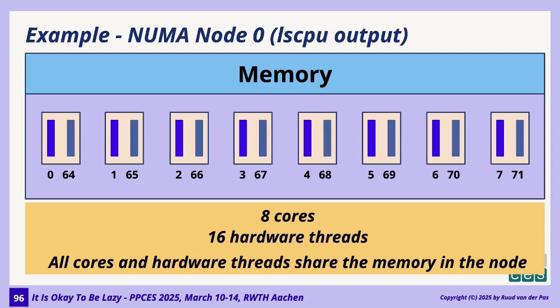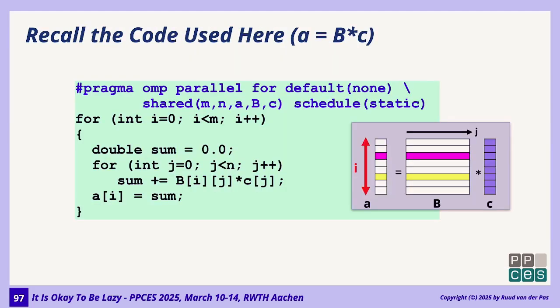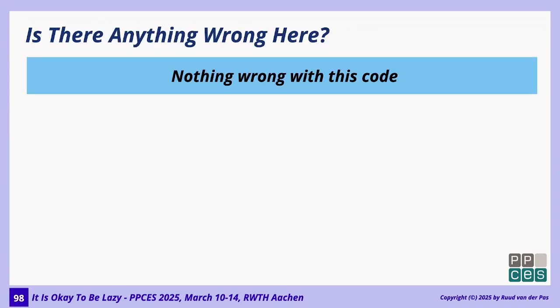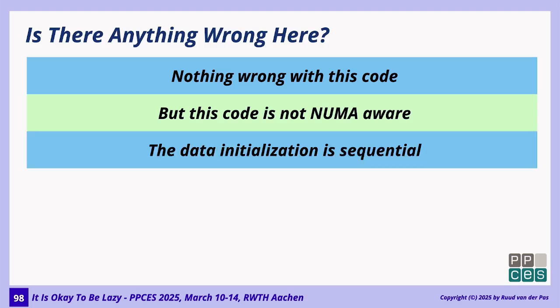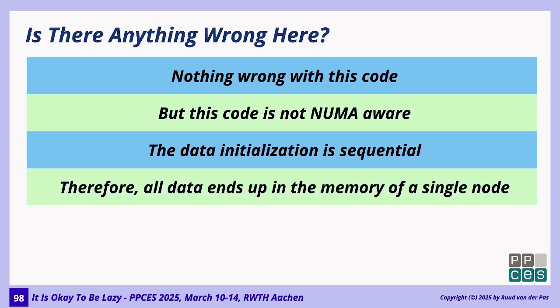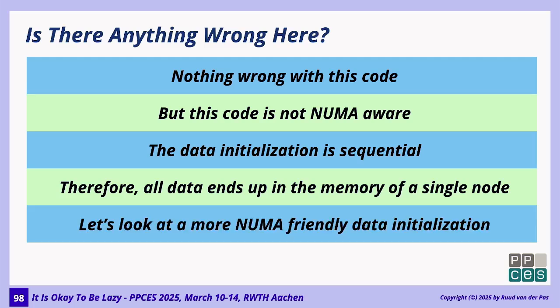Knowing that this is a pretty bad NUMA system in a way, let's go back to the drawing board. We have our OpenMP code, and there's nothing wrong with that code. The code as written is perfectly fine from an OpenMP point of view. It's the way you want to do it. But it's not NUMA aware. I did not take NUMA into account at all. And by now, you should know that that means your data initialization is not okay. I didn't talk about that here, but the data initialization in this case is sequential. And I need to make it more NUMA friendly.